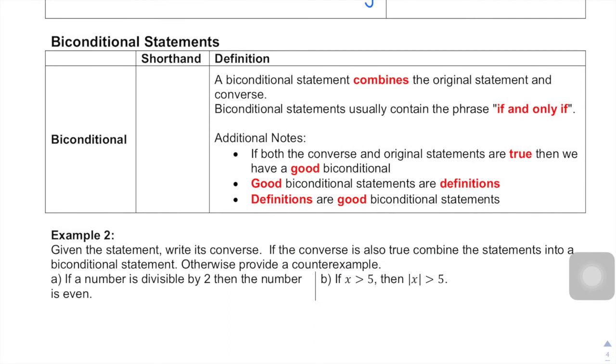All right, the next thing we're going to talk about are biconditional statements. Biconditional statements combine the original statement and the converse. Biconditional statements usually contain the phrase if and only if. A couple additional notes, right? If both the converse and the original statements are true, we have what's called a good biconditional statement. Good biconditional statements then can be used as definitions and vice versa.